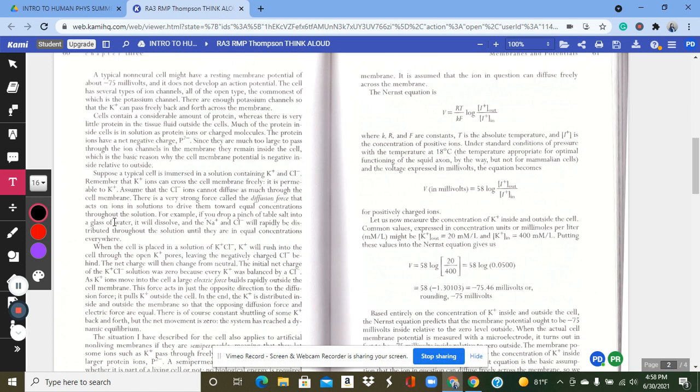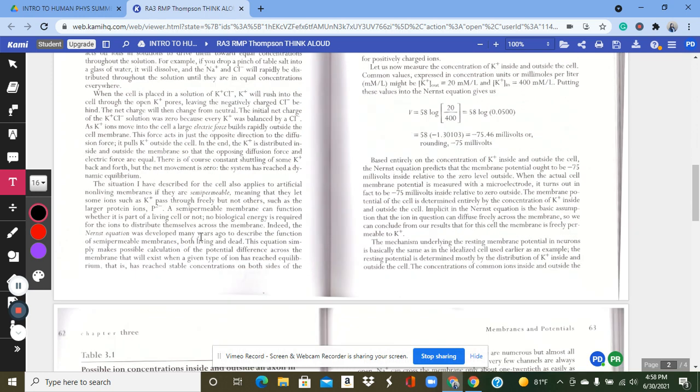So yeah, I think they provided a great example about how diffusion works. As you can see here, they show an example of a glass of water, and it says here a pinch of table salt. So the Na, which is the sodium, and the Cl, which is the chlorine, dissolve into the glass of water, and basically as time moves forward, they'll be in equal concentrations everywhere.